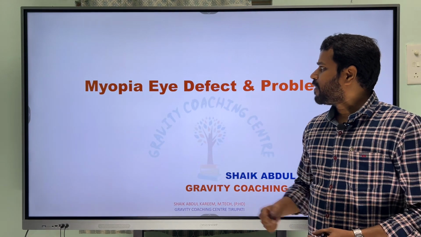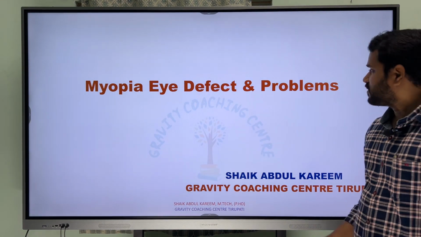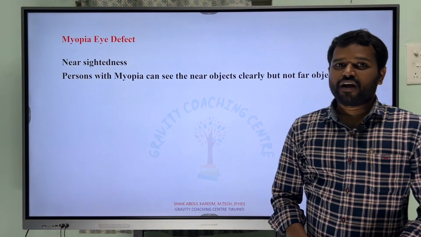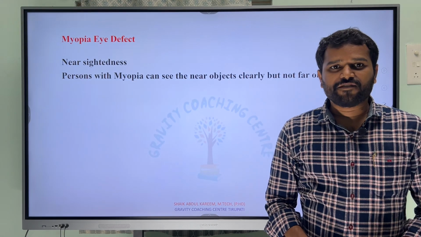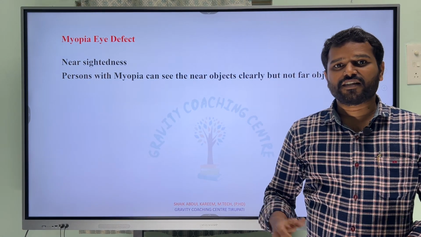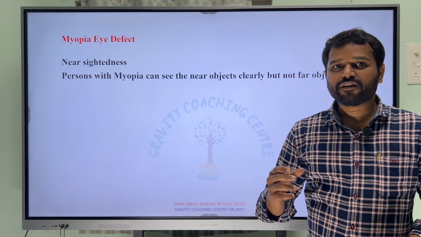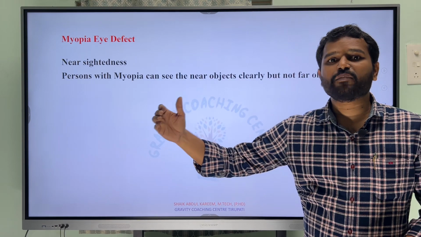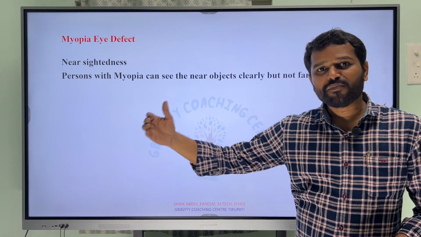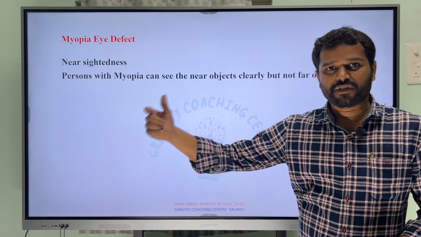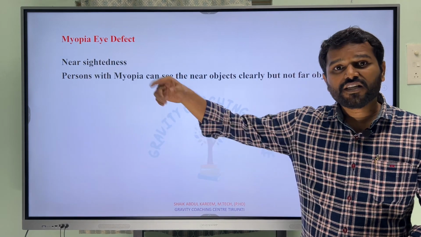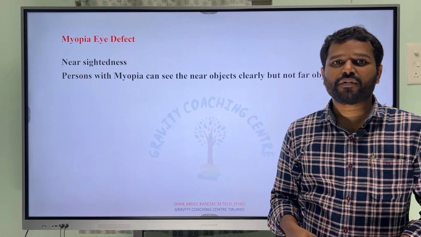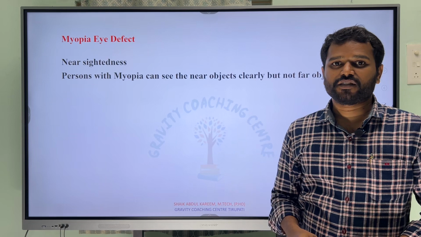Today let us discuss myopia, eye defect and problems. See here, what is myopia, eye defect? Myopia is also called nearsightedness. A person suffering with myopic eye defect can see the objects which are nearby to him. Nearby objects can be seen clearly by that person, whereas he cannot see the objects which are very far from him, or far objects cannot be seen by this myopic eye defect person.